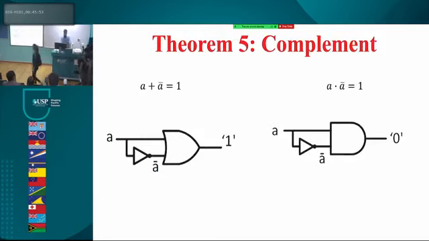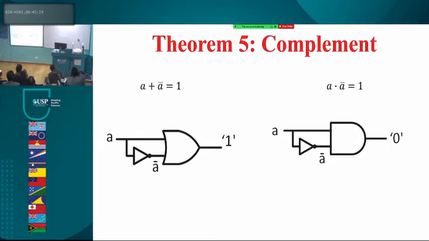Okay, now let's look at theorem 5, complement. If you OR anything with its opposite. So how do we prove it? Well, let's take logic 1. Let's take the OR version. If we take logic 1, what will A bar become? If A is 1, A bar will be 0. So 1 OR 0 will give you 1.